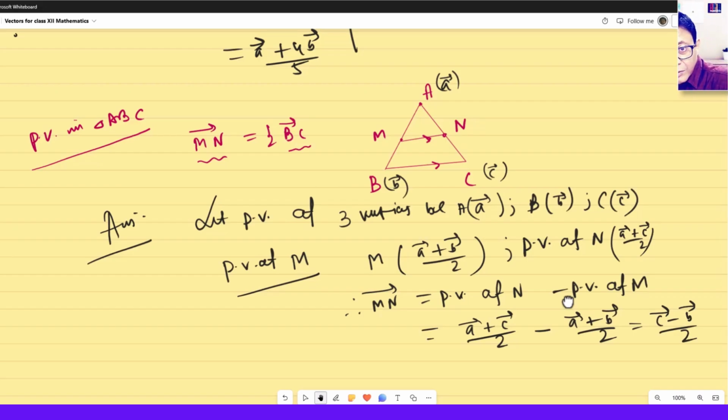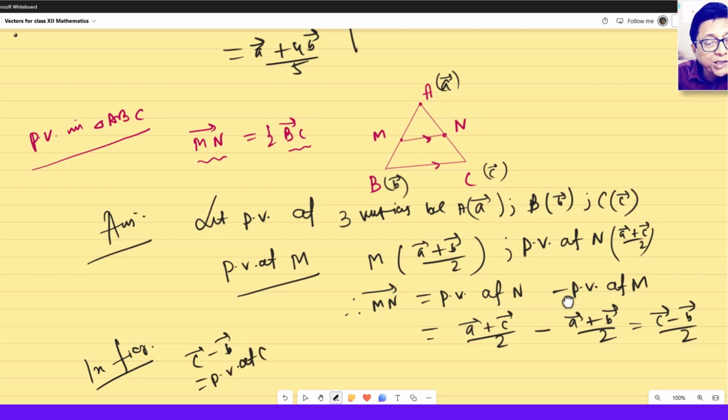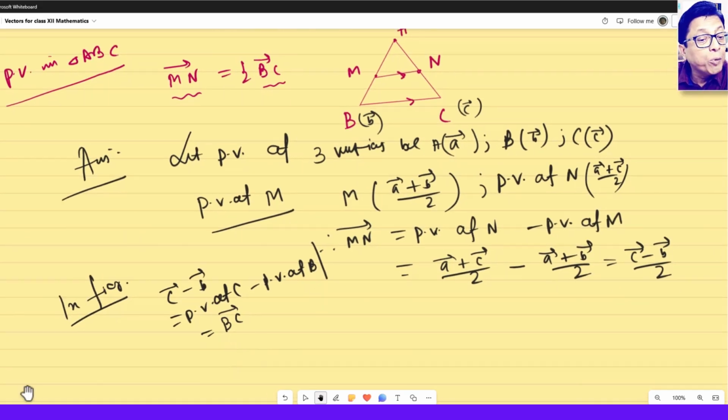Alright? But C minus B is what? In this diagram, what do you observe? C minus B means position vector of C minus position vector of B. So you can write this as BC vector. The concept we got: BC vector is the position vector of the second point minus the position vector of the first one.